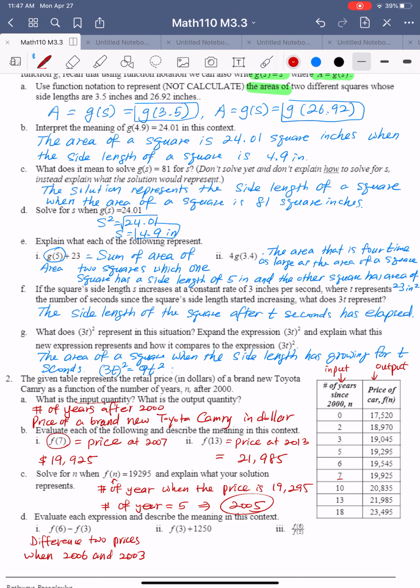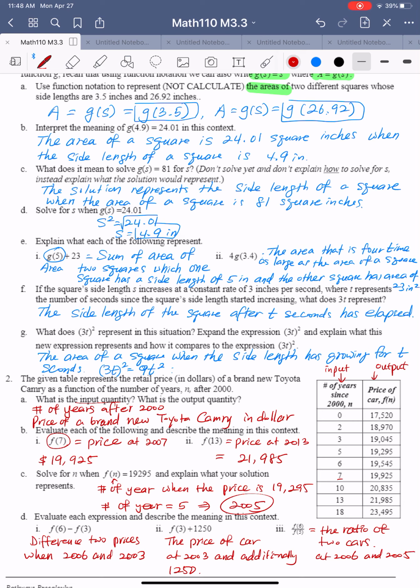So this is actually the price of the car at 2003 with an additional 1,250 added to it. And this is actually the ratio of the two cars at 2006 and 2005. So it's a kind of comparison.